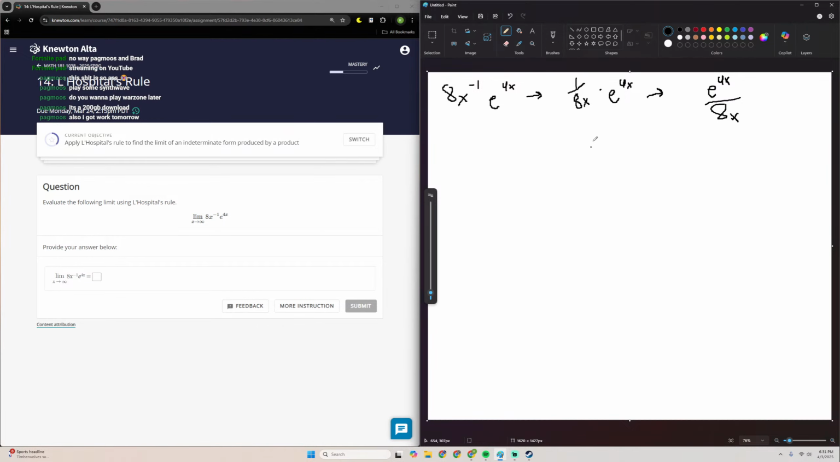Alright, let's take the derivative. The derivative of e4x is just e itself again times by 4x, times by the derivative, which is just 4 over 8. 8 divided by that is just 4 over 1, so then it's just e4x divided by 4. And since we're doing it to infinity, e4x divided by 4 is infinity divided by 4, essentially.